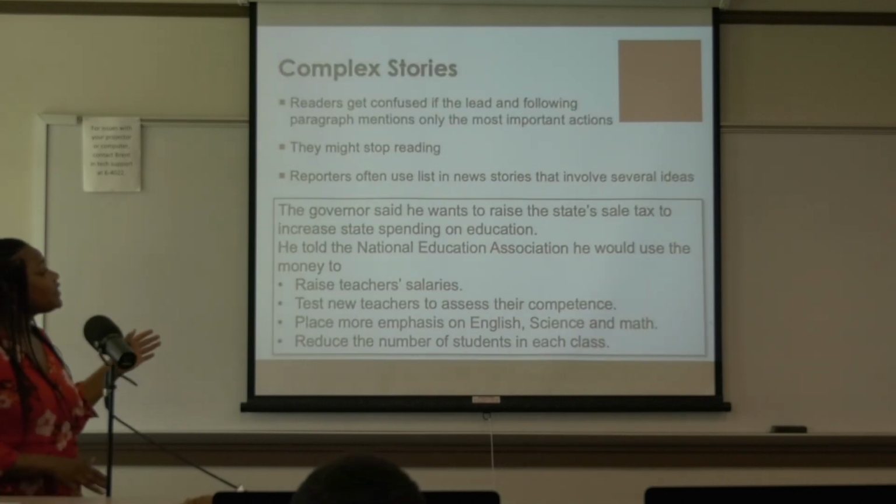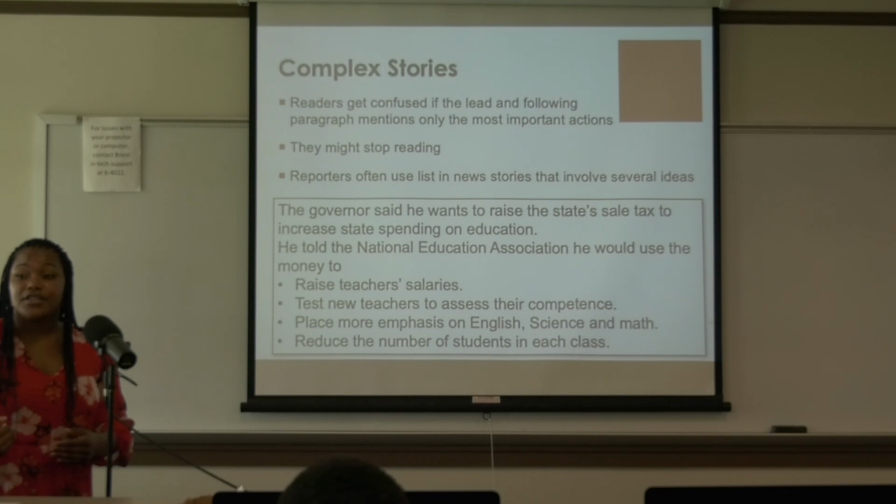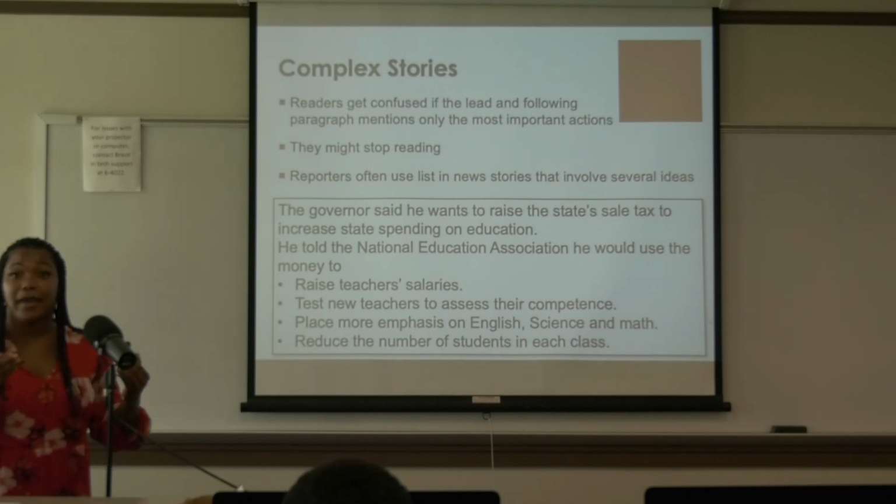Readers get confused as the lead and following paragraphs mention only the most important point, because they may stop reading right there. So you need to signal to them that there's more to come. So we sometimes use lists to do this. You've seen this on CNN. Fox does it sometimes. When we have a lot of stuff to talk about, lists can really be a concise and short way for the reader to sum up main points.